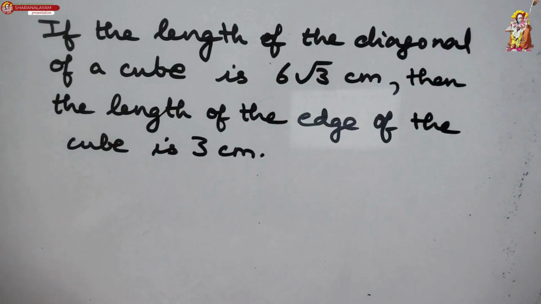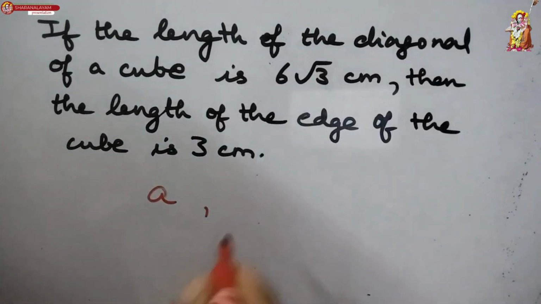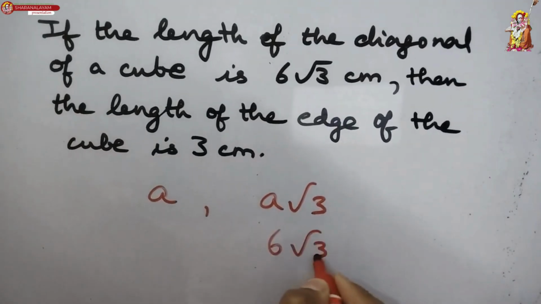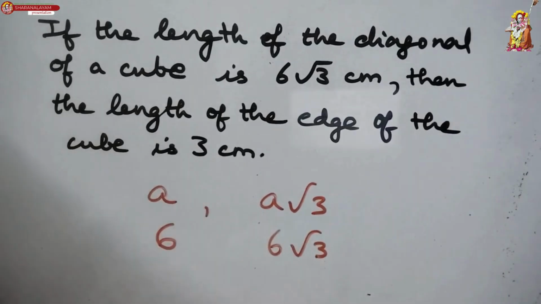Next question. If the length of the diagonal of a cube is 6 root 3 centimeters, then the length of the edge of the cube is 3 centimeters. This is pretty simple. Now, you know, if the length of the edge of a cube is a, then the diagonal will be a root 3, correct? Now, if the diagonal is 6 root 3, then obviously the length of the edge will be 6 centimeters, not 3 centimeters. So, the given statement is false.